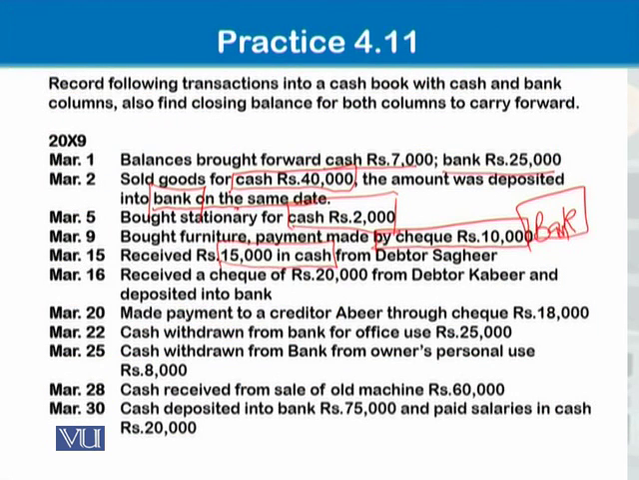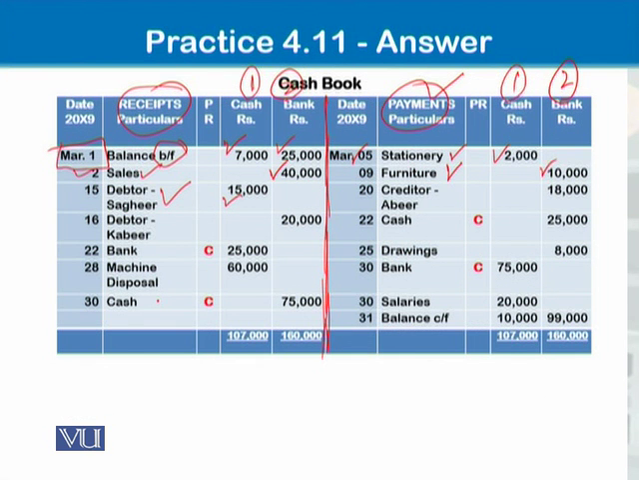Then comes received cheque 20,000 from debtor Kabir and deposited into the bank. We have received a cheque from a debtor and deposited it into the bank, which means it is in the bank now. So, receipt side, debtor Kabir in the bank column, 20,000. Well, that's good. If you are learning, it's good.